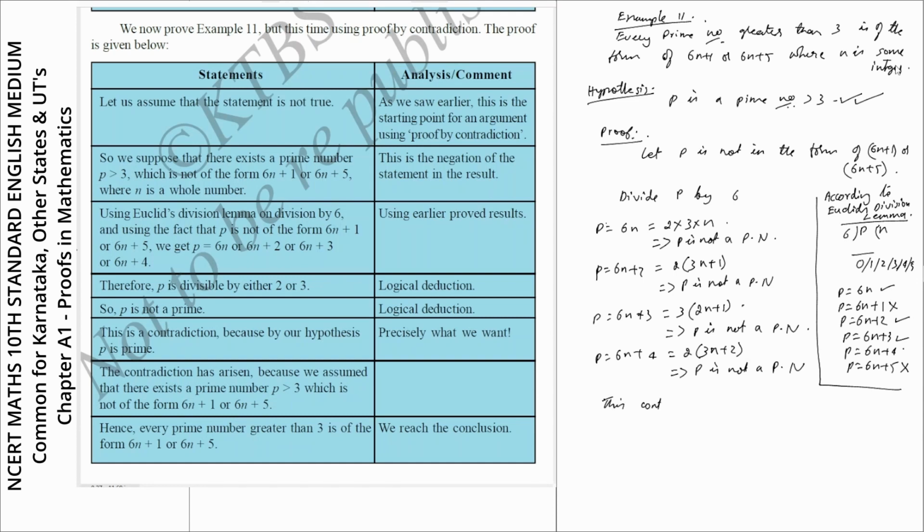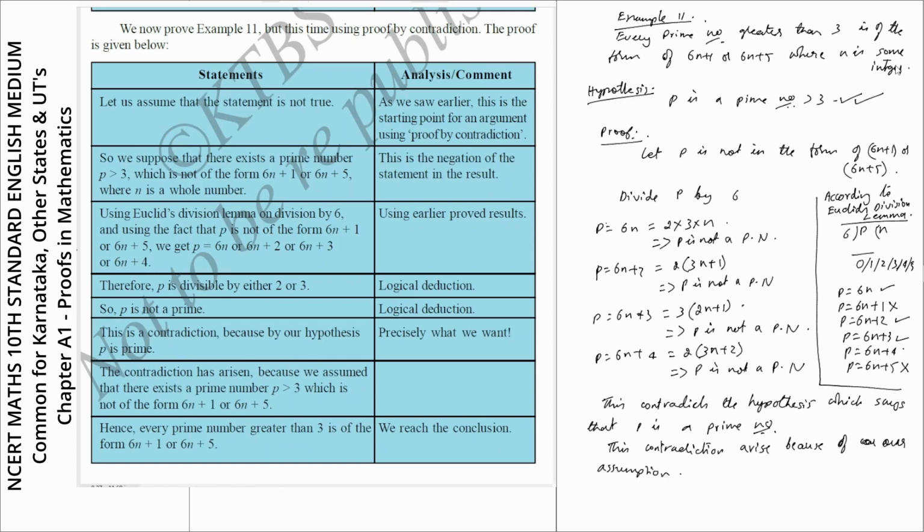This contradicts the hypothesis, which says that P is a prime number. Why does this contradiction arise? This contradiction arises because of our assumption.